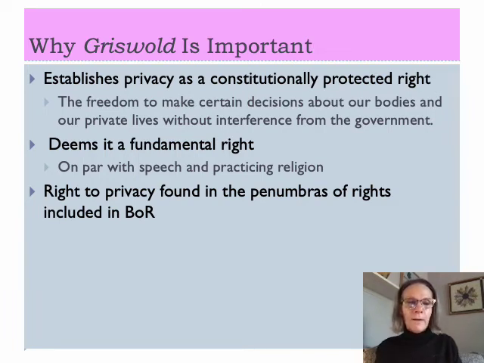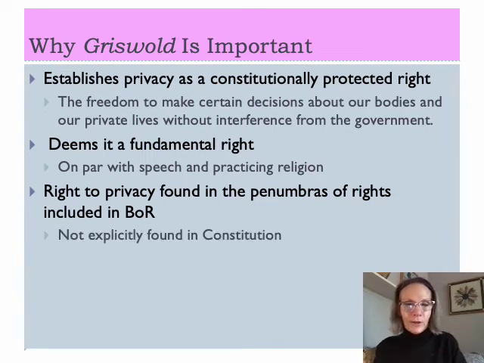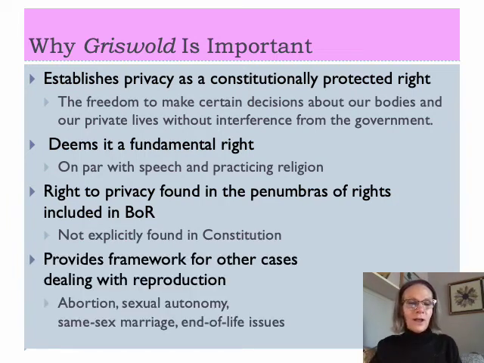and religious freedoms. The right to privacy in Griswold is found in the Bill of Rights, even though it's not explicitly stated in the Constitution. And so they basically say, look, if you look at the First Amendment and the Third Amendment and the Fifth Amendment and the Fourth Amendment and the Ninth Amendment, and you kind of combine those together, that's where the right to privacy is located. And it's the first step on the pathway of providing the framework and the constitutional protection for other cases that deal with reproduction, in particular abortion.